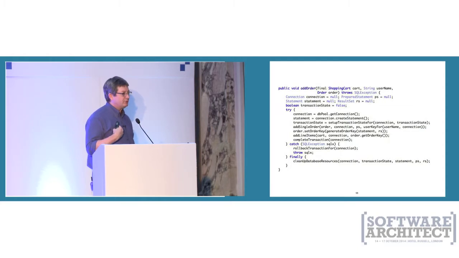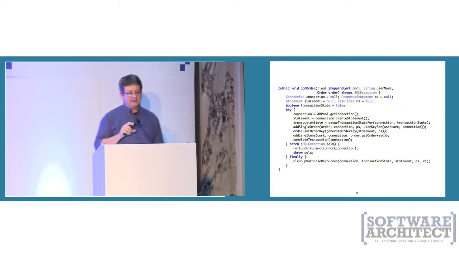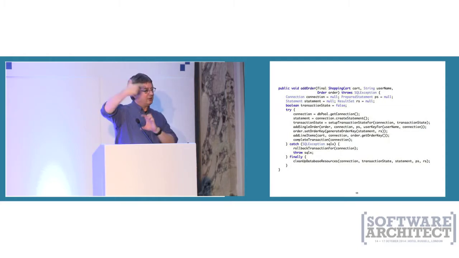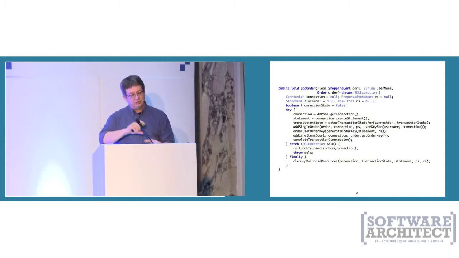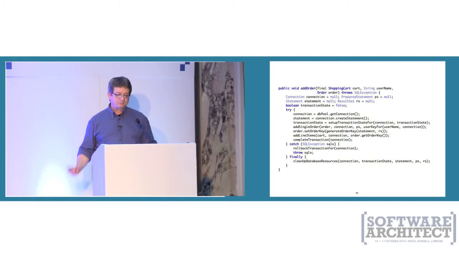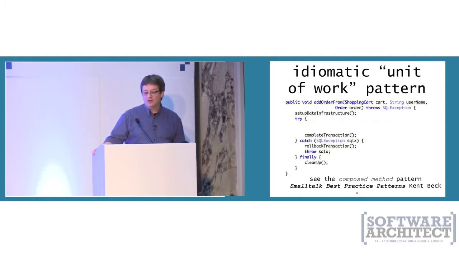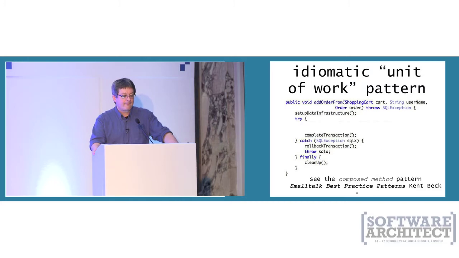But I'm an intelligent person. I know that I can take some of those and pull them out to the class level and be able to share them and get rid of some of this parameter passing. So I do a little more cleanup around that and end up with this version of the code. Now I can actually see what's going on. We set up some infrastructure. We add some orders and line items. We complete it. If something goes wrong, we roll it back. And finally, we clean stuff up.